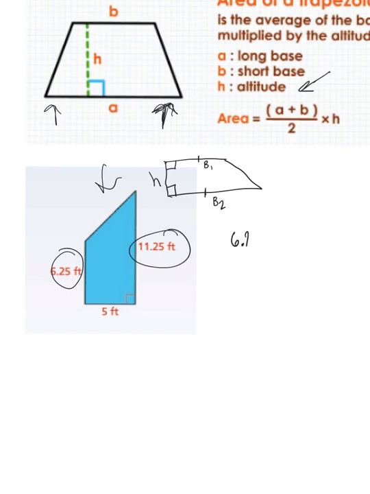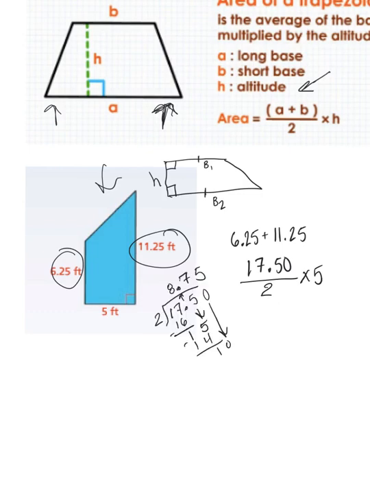So 6.25 plus 11.25, which would be 17.50. Now we have to divide that number by 2, and then we are going to multiply that answer by the height of 5. Take a minute and divide 17.5 by 2. That's right, you should come up with 8.75. Then multiply that by 5.